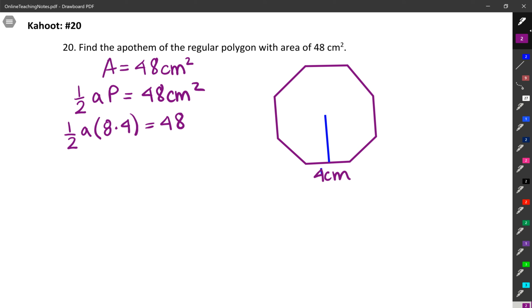And then we're just going to solve this, so I can reduce the 1/2 with the 8 and make it into a 4. And so then I have that the apothem times 4 times 4, so times 16, is equal to 48. And then I just divide by 16, and 48 divided by 16 is going to be 3. So that means my apothem is going to be 3 centimeters.